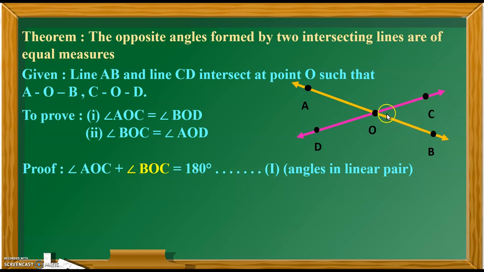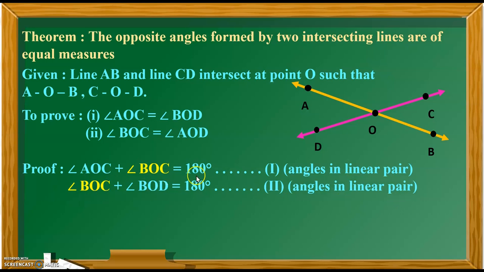Now similarly, BOD is also forming a linear pair with BOC. Okay, same angle. Angle BOC plus angle BOD is equal to 180 degrees. The reason is the same, that is angles in a linear pair. Now what do you see? The right hand sides of both the statements are equal. So I can write angle AOC plus angle BOC is equal to angle BOC plus angle BOD.